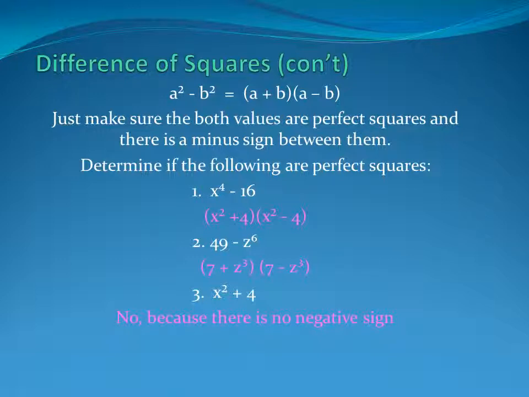This is not a perfect square. You could not have factored it because it's a plus sign between the two terms. Let's try one more.